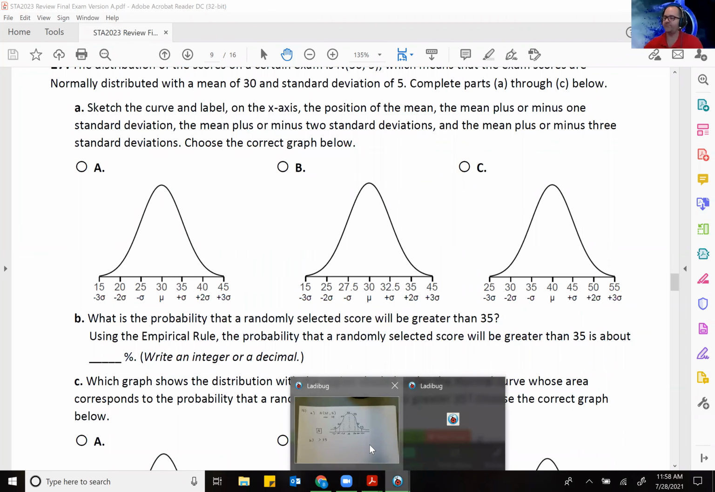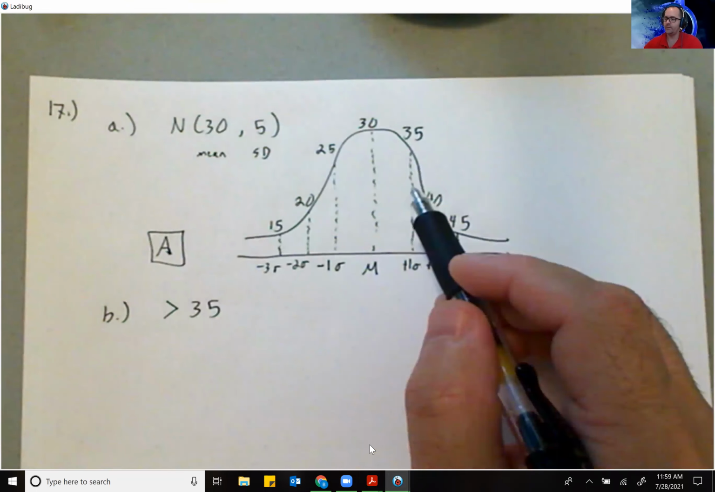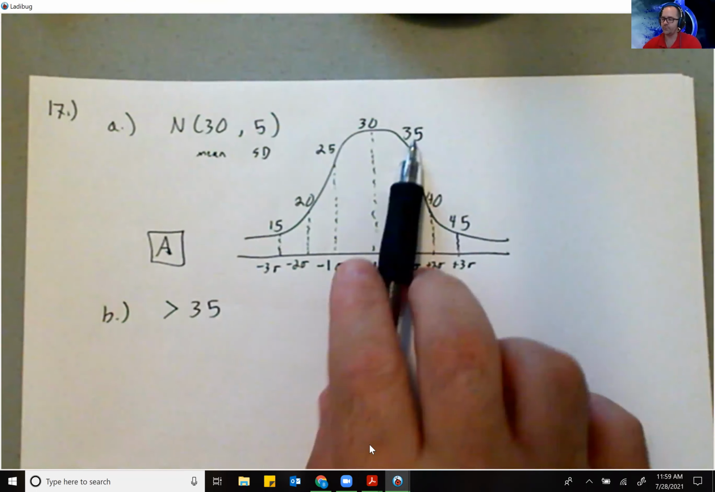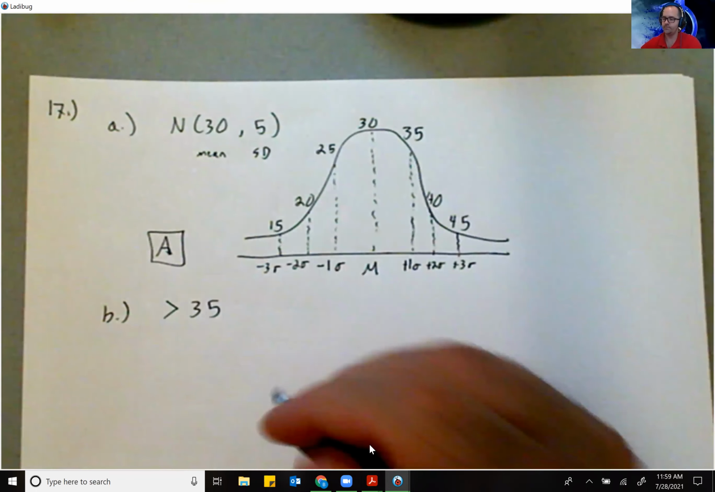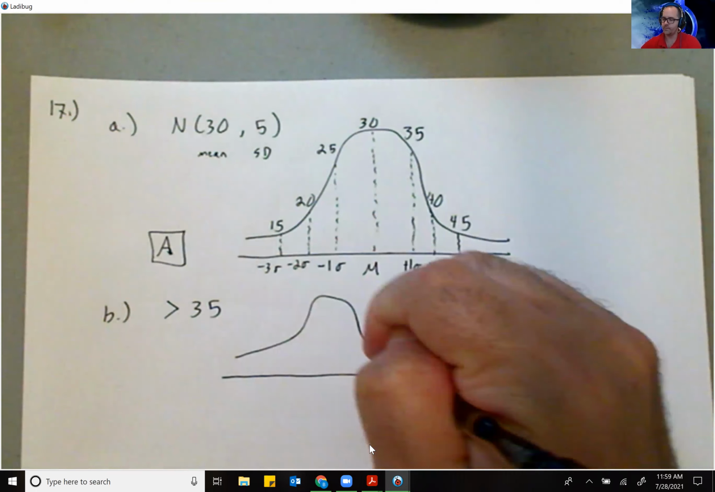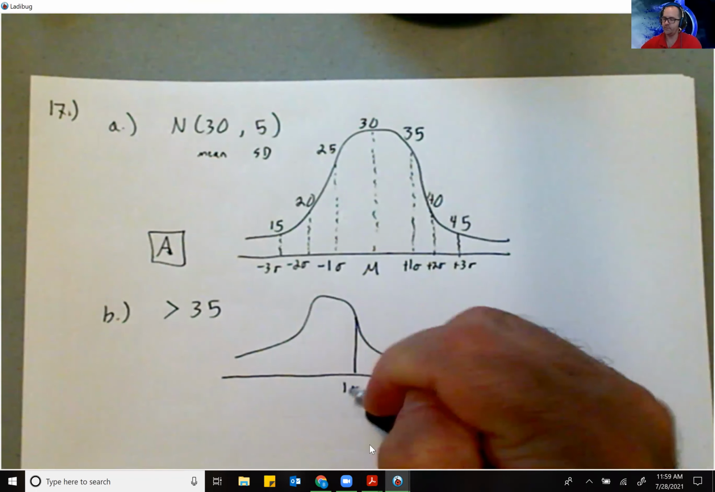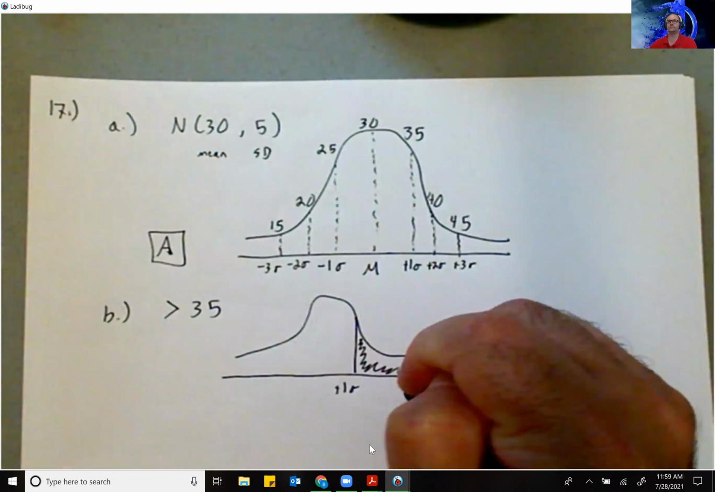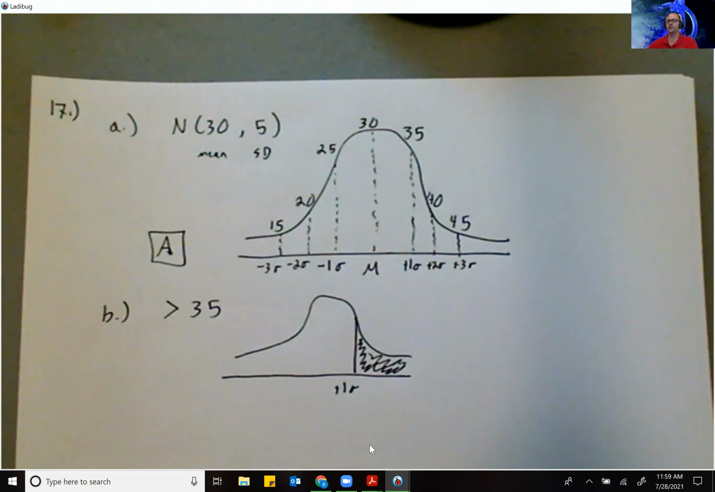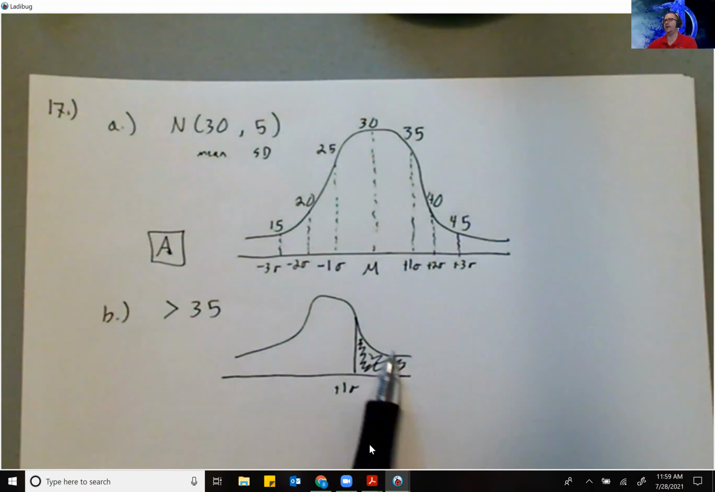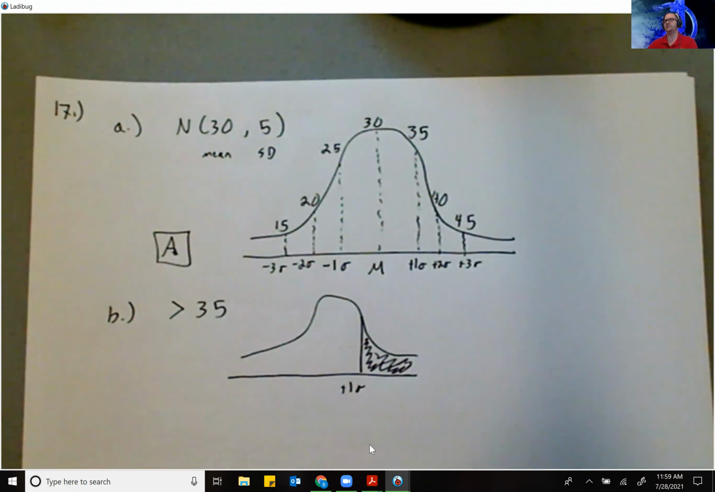So greater than 35 would be from here to the right. So we're 1 standard deviation, and that's what our picture looks like. So how much is that area? And Ruben, it's not 13.5. But I like where you were going. 16.